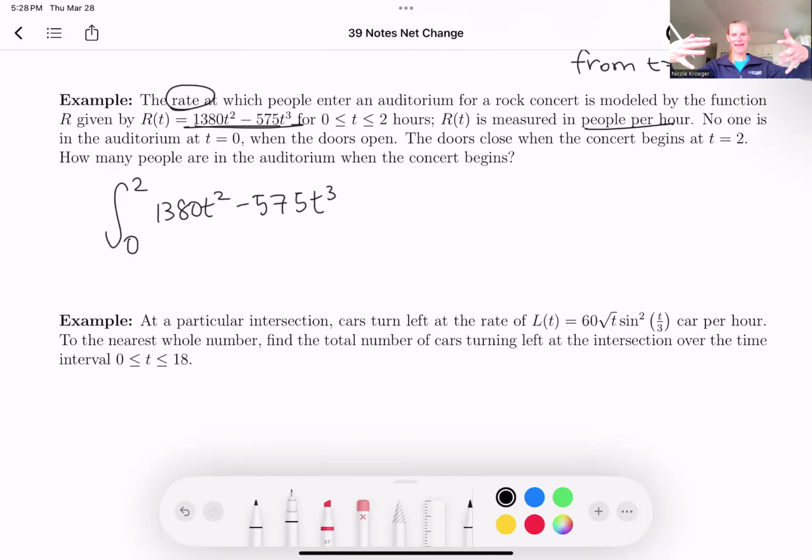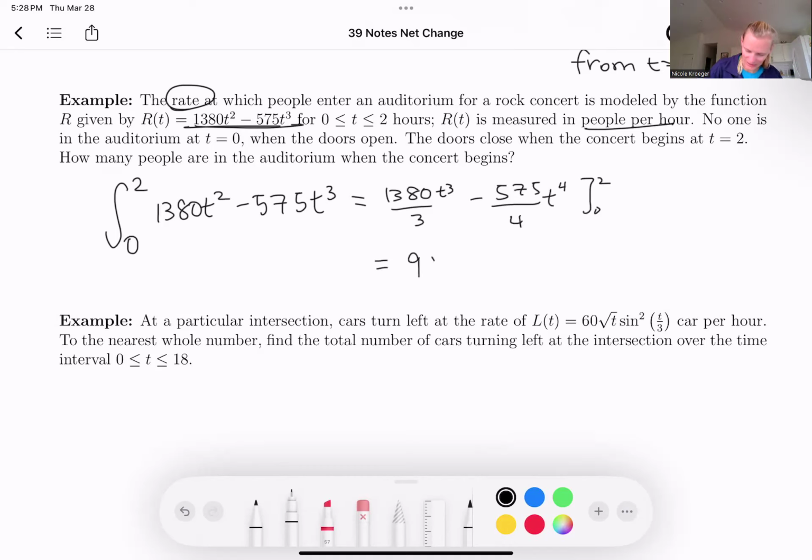Because if we integrate the rate, that will tell us the number of people at time 2 minus the number of people at time 0. This will tell us how many people entered the auditorium in those 2 hours. Okay, the calculation of the integral here is not really the most important part for us, but we can anti-differentiate this. So we're going to get 1380 t cubed over 3 minus 575 over 4 t to the 4th. We'll plug in 0 and 2. When you do that, you should get 980 people. So notice that we're integrating a function that is people per hour, and we're getting people out as our units.